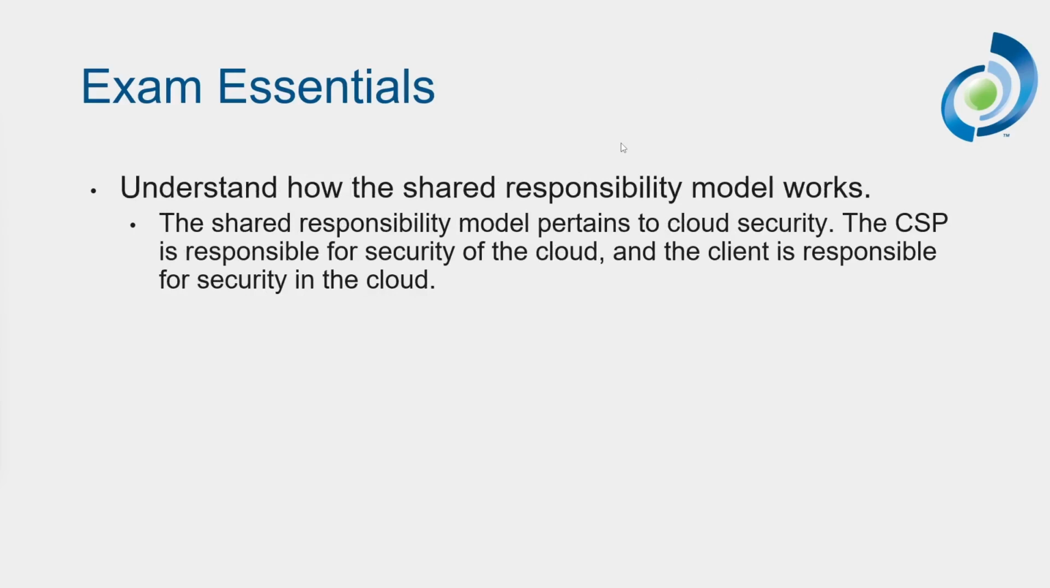Next, we want to understand how the shared responsibility model works. So the shared responsibility model pertains to cloud security. The CSP is responsible for security of the cloud, and the client is responsible for security in the cloud. So let's remember that when you talk about the physical aspects of the data center, when you're talking about one of the CSPs, they're responsible for all of those things. But when you're talking about what users have access to, that is up to the customer. So that's that shared responsibility model.